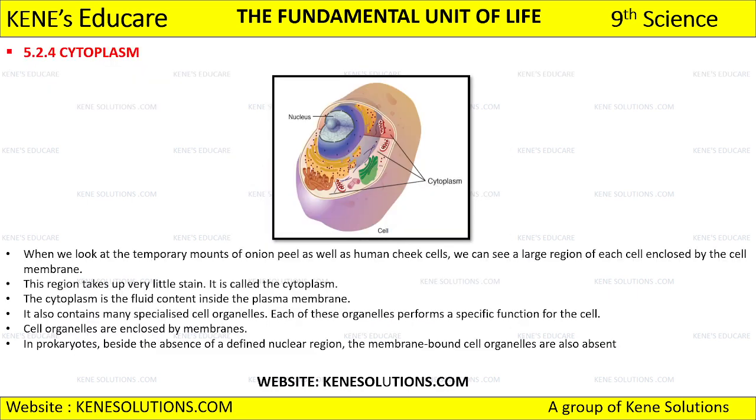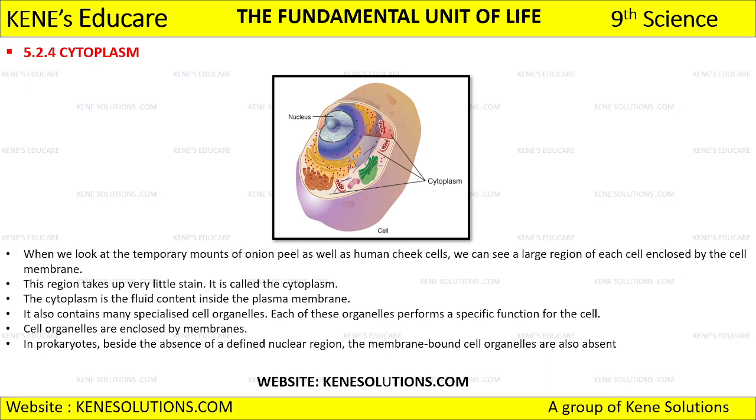After that, now we have cytoplasm to discuss. So see, when we look at the temporary mount of onion peel as well as human cheek cells, we can see a large region of each cell enclosed by the cell membrane. So if you observe an onion peel or human cheek cell, you will see a large region of the cell enclosed by a cell membrane.